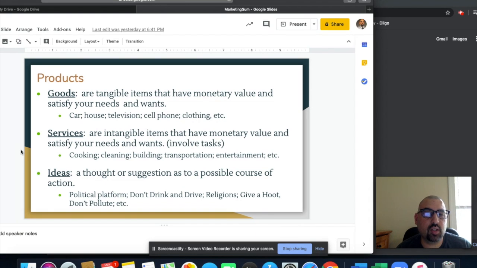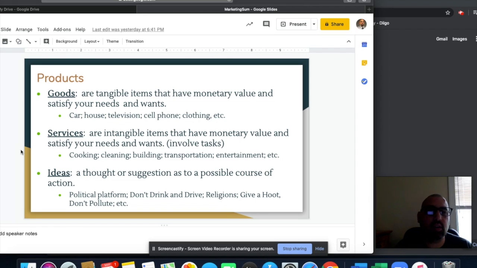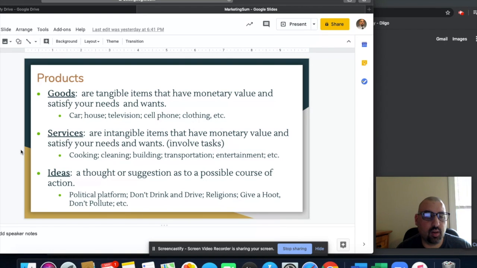Services are things like cleaning, cooking, building, transportation, entertainment. The company that I was with provided entertainment. When people would go to the event, they could physically buy merchandise, but that would turn into a good. The entertainment value that they were getting would be considered the service. Going to the doctor, the dentist, things like that, those are services.